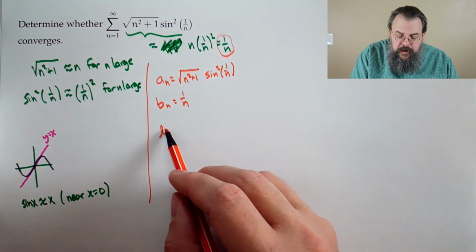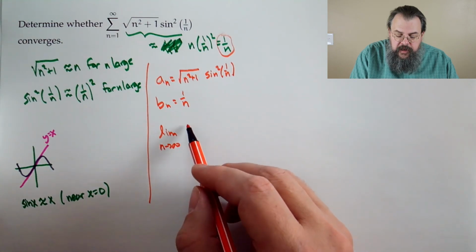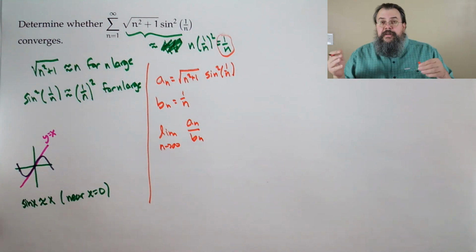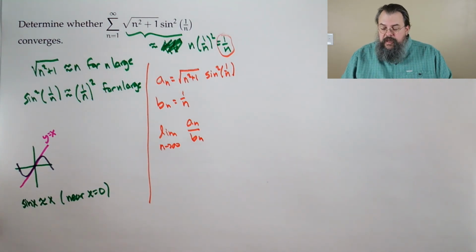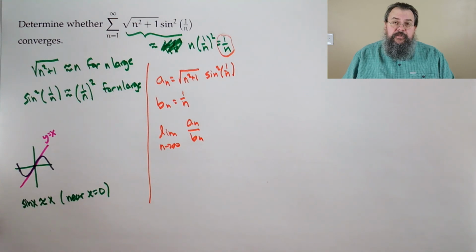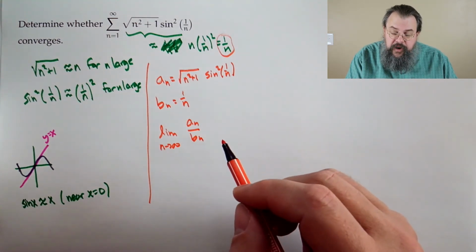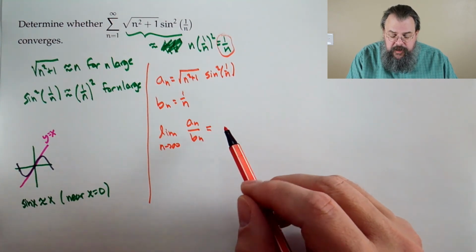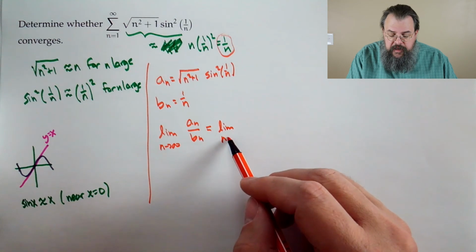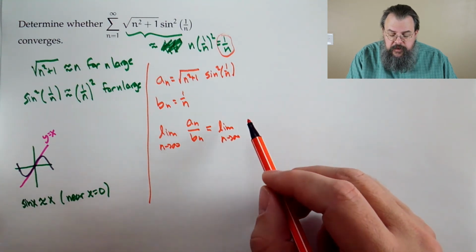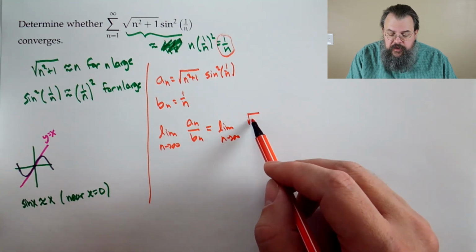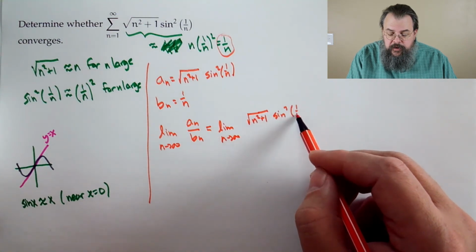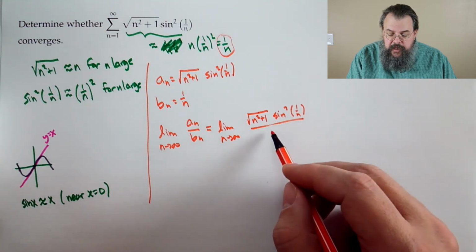And we're going to argue the limit as n goes to infinity of a sub n over b sub n is somehow a nice value. If we've done our job right and grabbed out the right rates of growth, it should be some finite non-zero number. And this is the hard part. Okay, so this is the limit as n goes to infinity of the square root of n squared plus 1, and then sine squared of 1 over n, divided by 1 over n.